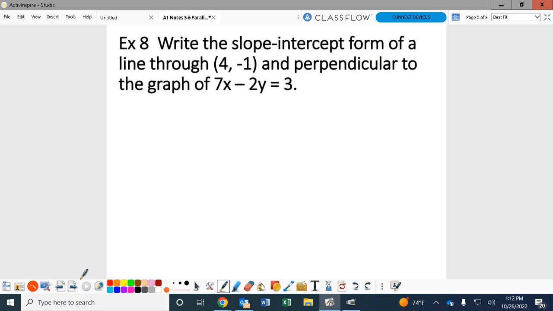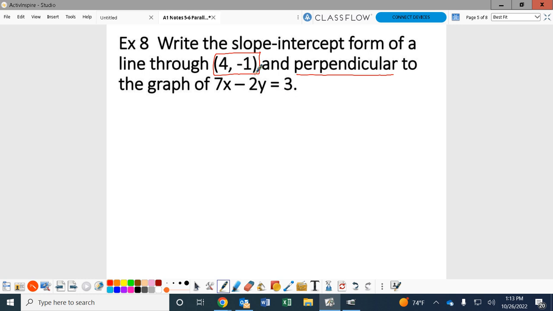So, we're starting off on this problem. We need to write it in slope-intercept form through this point, and it's got to be perpendicular to this equation. The only problem is this equation is in what form? Standard form. That's the other half of this test, guys. Standard form. You need to know that. It is in standard form. So, standard form can't give us a slope. In order to get a slope, we need to change it to slope-intercept.